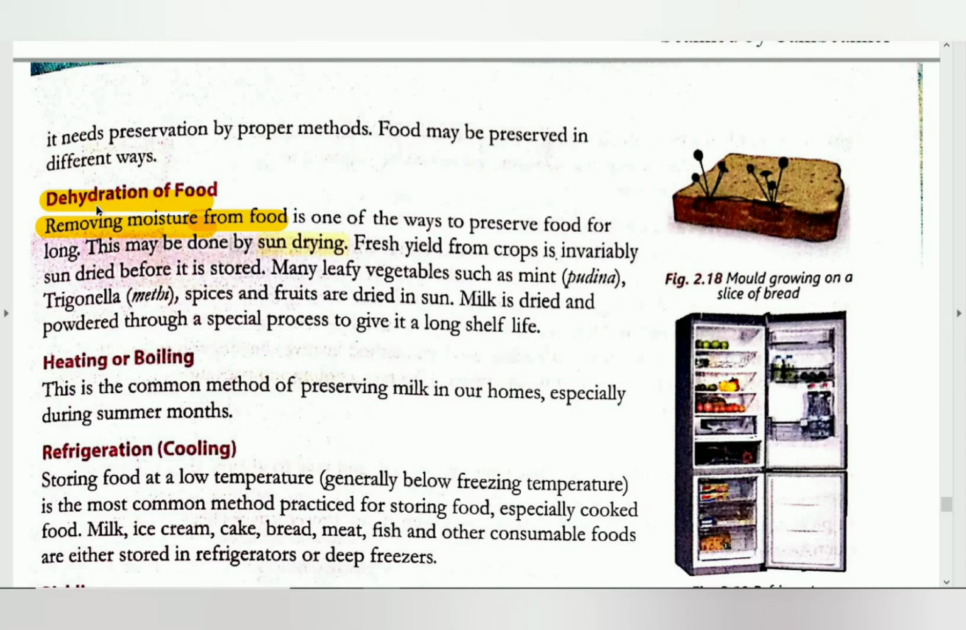Alright, for dehydration, we may use the sun drying method, or removing moisture can be done with the help of sun drying. Sun drying means drying the food in the presence of sunlight. Normally, we use leafy vegetables such as mint, trigonella, spices and fruits.